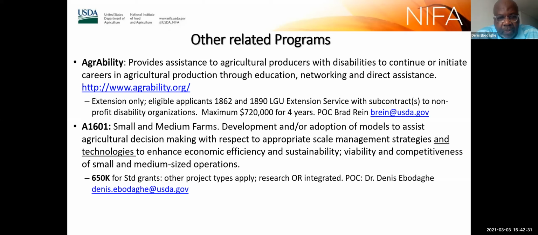What do we really mean when we say small and medium-sized farms? According to the Farm Typology of the Economic Research Service, these are the farms with gross revenue of less than $350,000 to be considered a small farm. And if it's between $350,000 and $1 million, that is medium size. Over $1 million is large. So it has to be relevant to small and medium-sized farms.